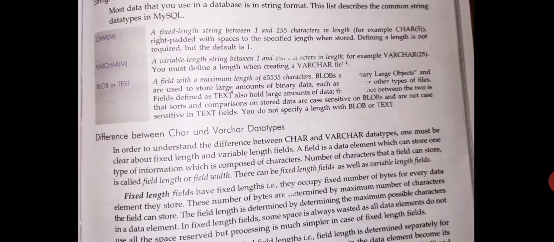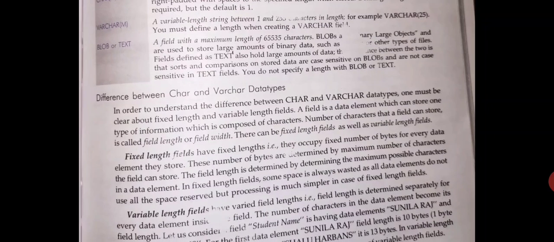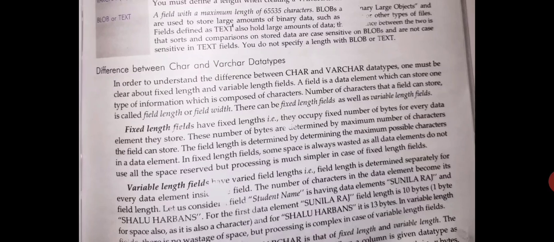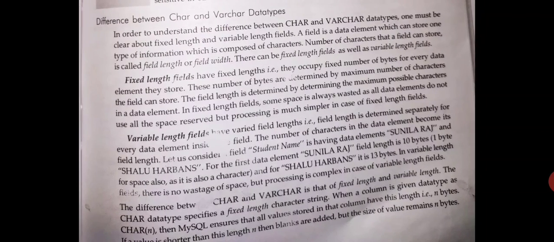The number of characters that a field can store is called field length or field width. Fixed length fields have fixed lengths. They occupy a fixed number of bytes for every data element they store, so those are char. But varchar fields have varied field length. Their length is variable, so it may vary. The difference between char and varchar is that of fixed length and variable length.